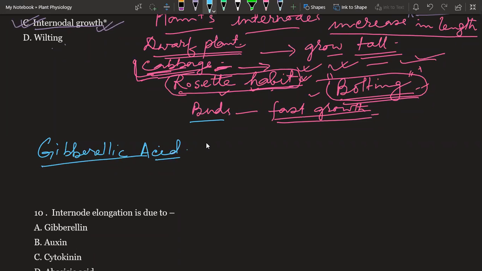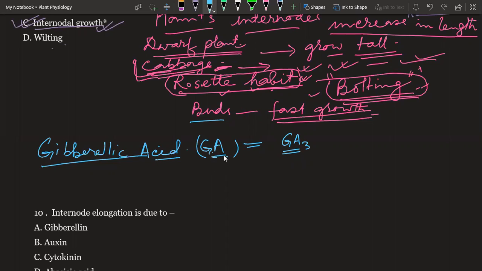Gibberellic acid, GA. In different plants, a variety of gibberellins has been found. There are more than 60 to 70 gibberellins, and they are named GA1, GA2, GA3, GA4. Out of these, GA3 is the very common one.